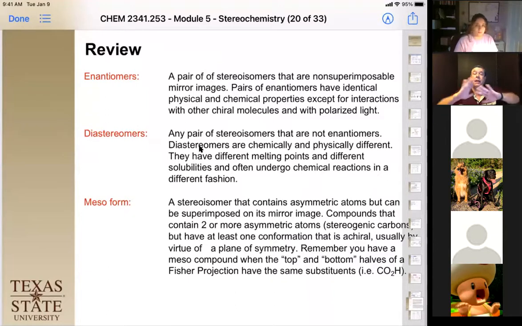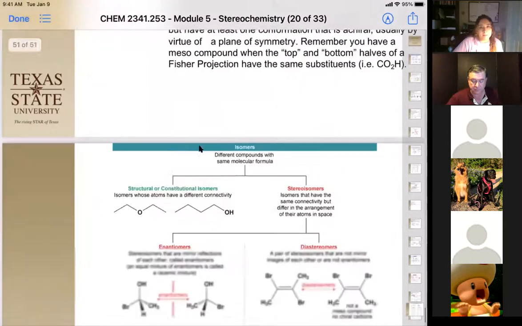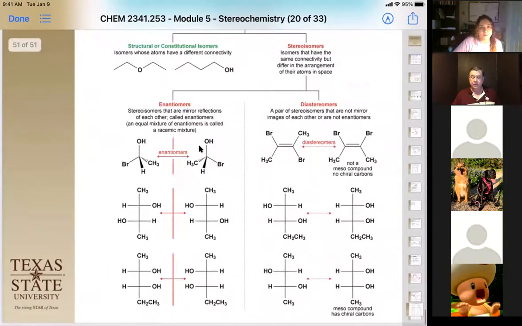Now, if any of those diastereomers has a mirror plane in it, it's called a meso compound, because they will be able to overlap with themselves, and that becomes achiral or non-chiral. Okay, and this is a nice little visualization of that. Questions on stereochemistry before we convert over to our group activity?